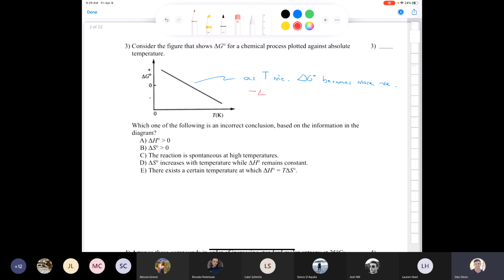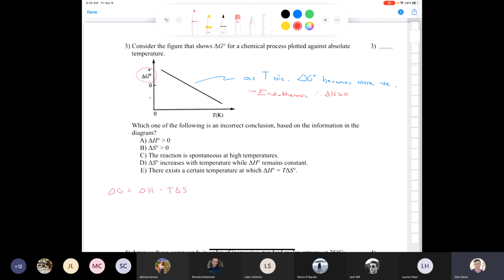This is an endothermic reaction, right? The heat could be regarded as a reactant. So endothermic, therefore, delta H is going to be greater than 0. Next, we have delta S is increasing. Well, for that, we can use delta G is equal to delta H minus T delta S.